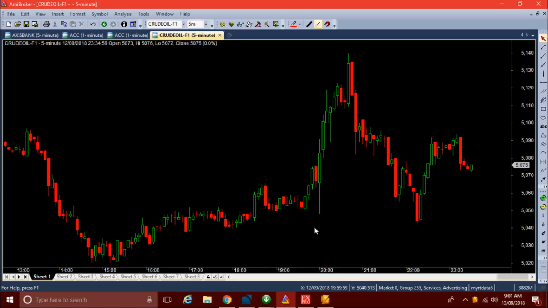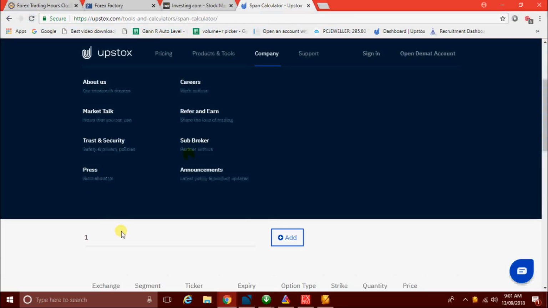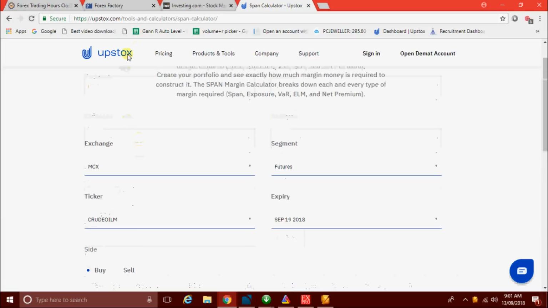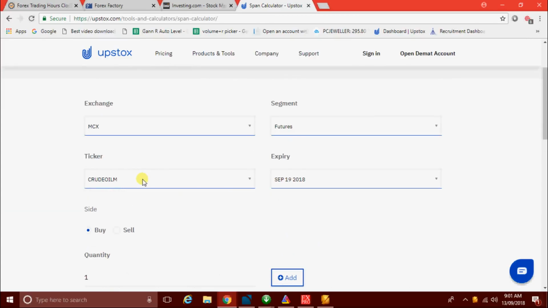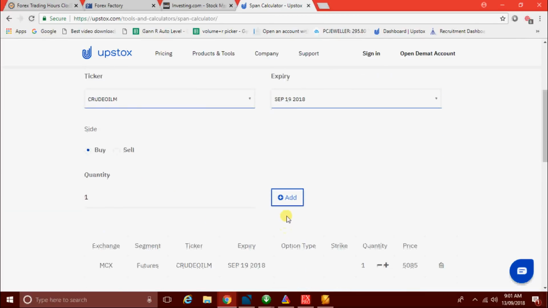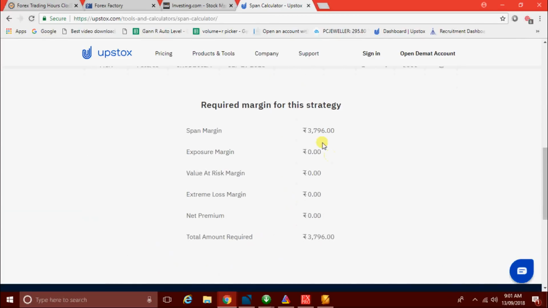Crude oil is divided into two sections: crude oil mega and crude oil mini. Here for crude oil mini, this is the Upstox SPAN margin calculator. In this SPAN margin calculator, we can see how much money is required to trade crude oil mini. Just click this add button. 3,796 rupees is required to carry forward this crude oil mini. If you want to trade crude oil mini for positional trading, you must have this amount in your account. For intraday you will get leverage.